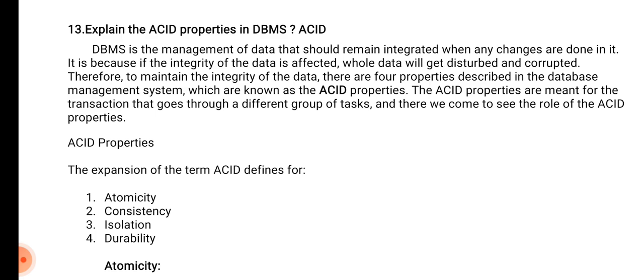The ACID property means the transaction that goes through the different group of tasks. There we come to see the role of the ACID property. To maintain the integrity of the data, there are 4 properties described in the database management system. Those 4 properties are known as the ACID property. A means atomicity, C means consistency, I means isolation, D means durability. The 4-word acronym is called the ACID.